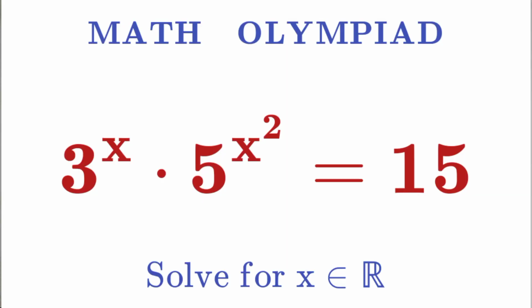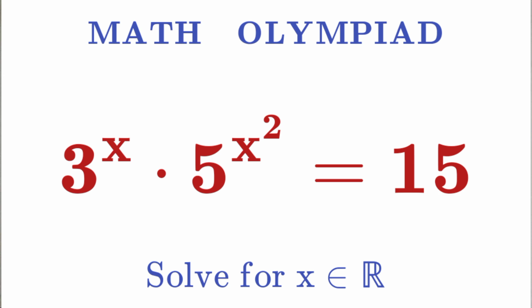In today's tutorial, we want to solve this Maths Olympiad question: 3 to the power x multiplied by 5 to the power x squared is equal to 15. We want to find all the real solutions, that's all values of x that are real numbers that will render the left-hand side of this equation equal to the right-hand side. Please watch the solution from the beginning to the end because we will be giving ample explanation to every major step that we'll be taking along the way.